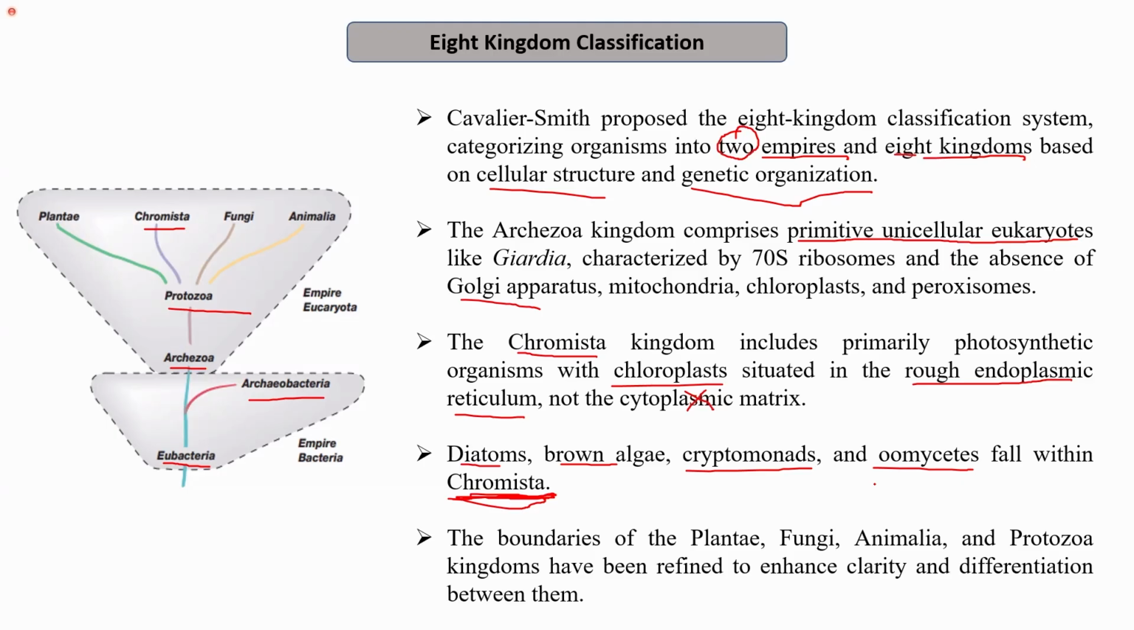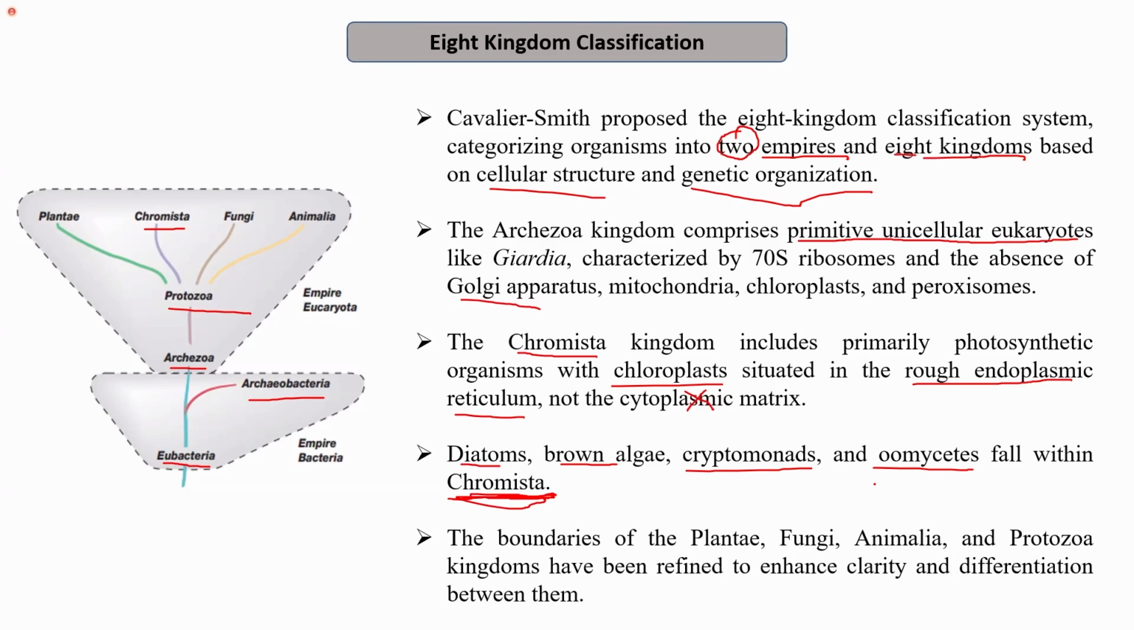So with the advancement, we can see that we are able to set the boundaries in a more appropriate and more refined way. Therefore, by setting the refined boundaries, we are able to put more similar organisms into the same kingdom. So this was the 8 kingdom classification, which was proposed by Cavalier-Smith.